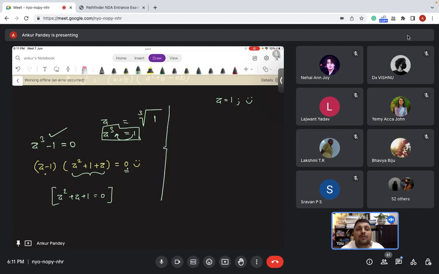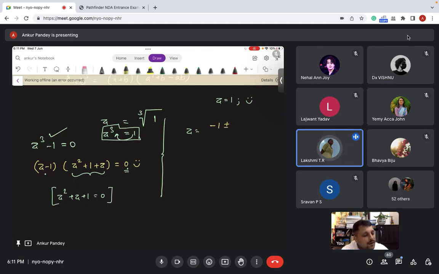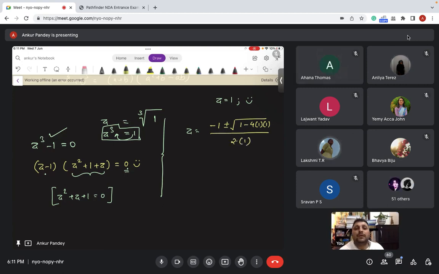What is quadratic formula, Lakshmi? Sir, b square minus 4ac. Very good. Z equal to minus b plus minus under root b square minus 4ac, whole divided by 2a. Yes or no?